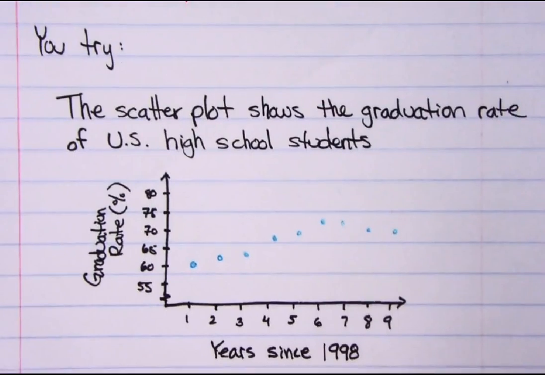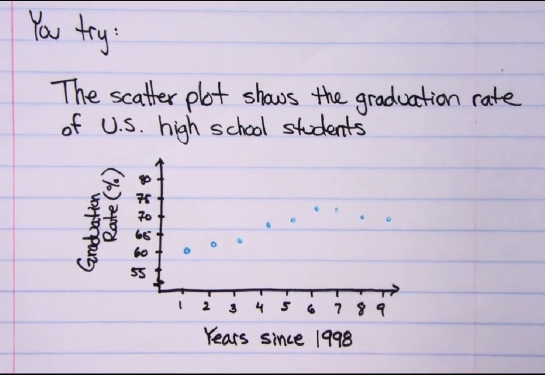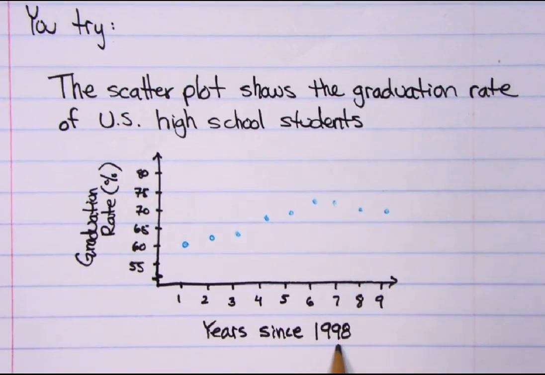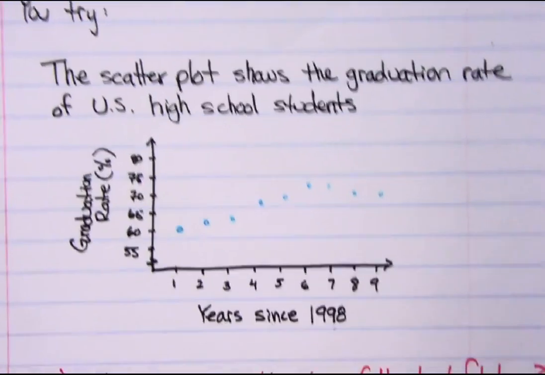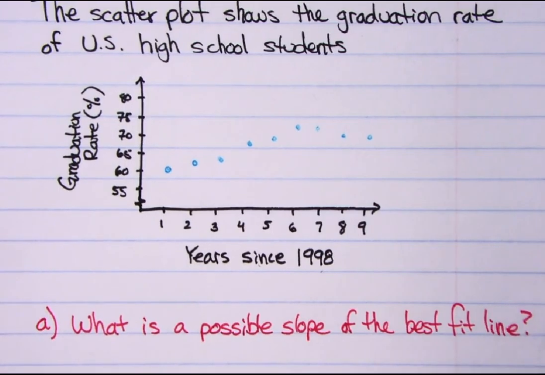So you try. Okay, the scatter plot shows the graduation rate. This is the last one. I know this video is long, but it's one of our last ones. This is the graduation rate of U.S. high school students since 1998. Okay, this is the graduation rate. These are the years. What's the possible slope of the best fit line? So take a moment, try it out.